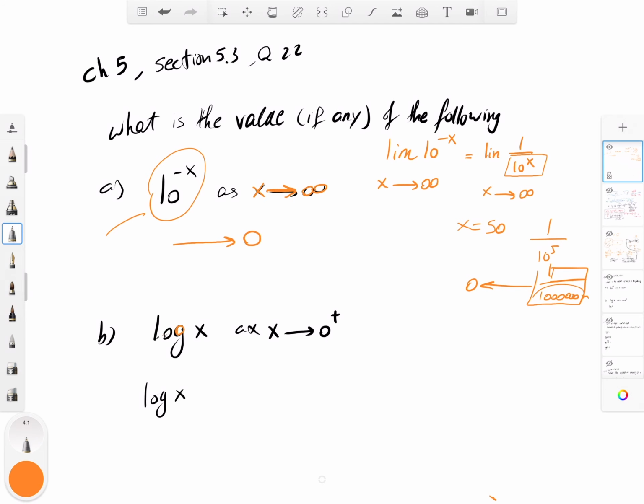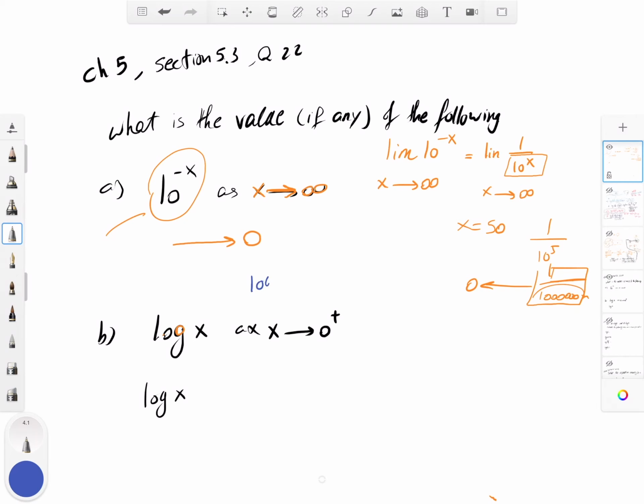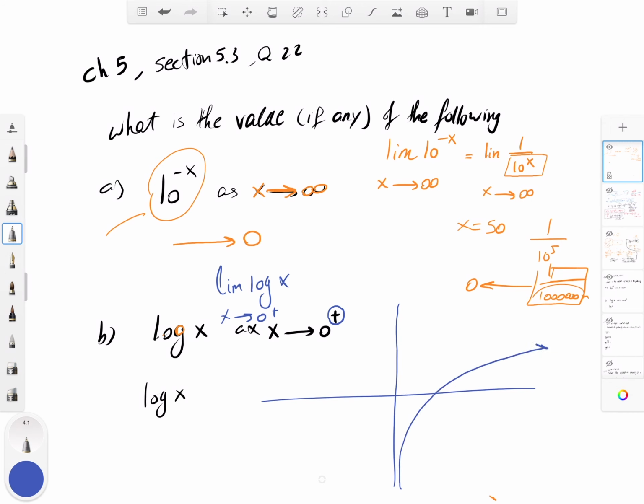This is a log, so now they're asking us what is the limit of log of x when x goes to 0 plus. So this plus, if we graph log of x, the graph is something like that. That's a graph of log of x. They're saying limit of log of x when x goes to 0 plus.